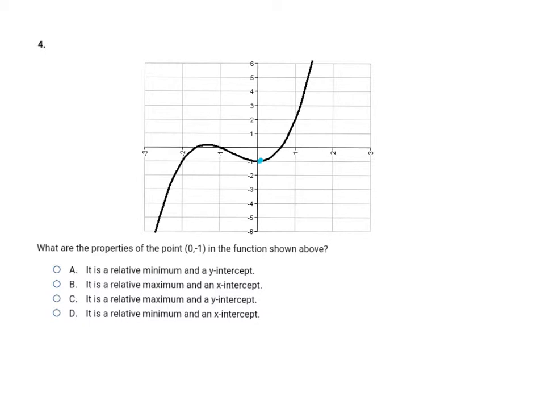And it wants to know what are the properties here. So it's basically asking, is that a min or a max? And is it an x or y axis? Well, it's a low point, so it's going to be a minimum. And then it crosses the y-axis, so it's going to be a y-intercept, so that makes my answer A.